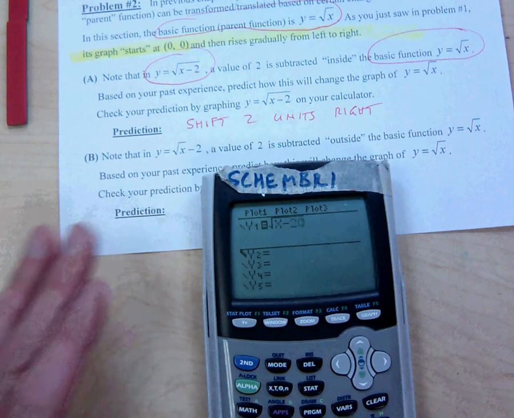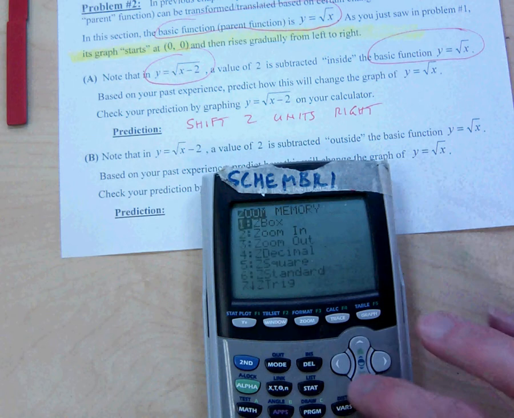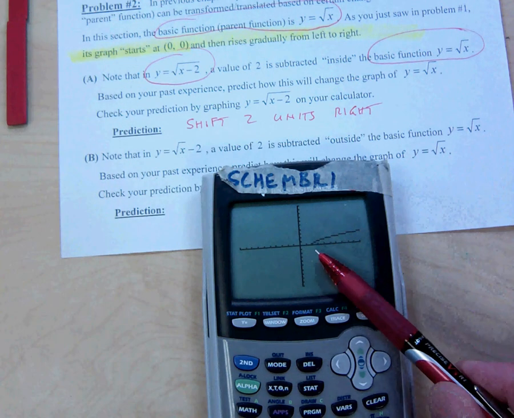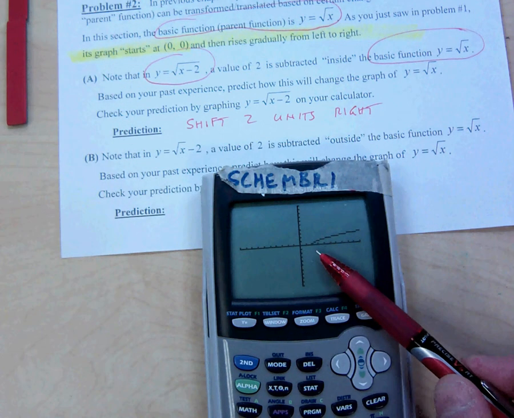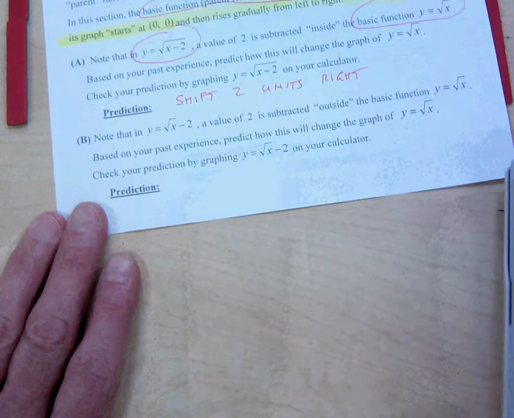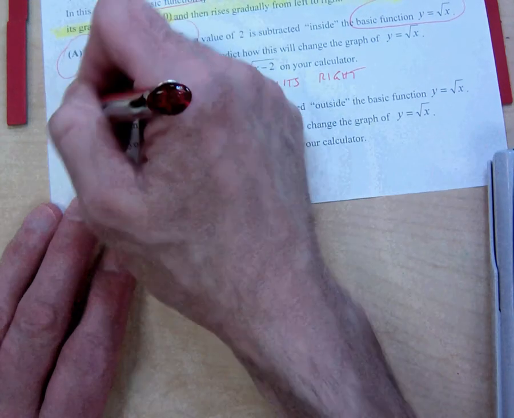Okay, so what do you think, guys? When I hit Zoom Z standard to graph like I always do, what does the graph look like? It starts now at what? Does it look like the graph got moved 2 units to the right? Yes or no? Yes. So now it starts at 2, 0 and goes gradually up and to the right. Yes? Okay.